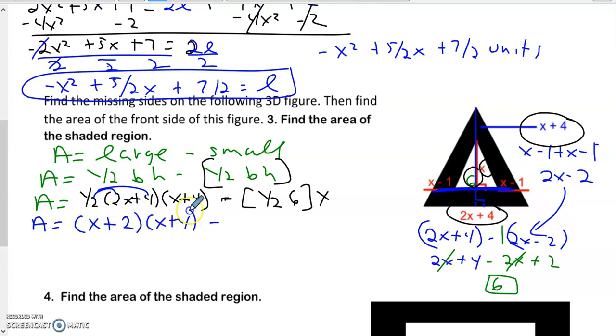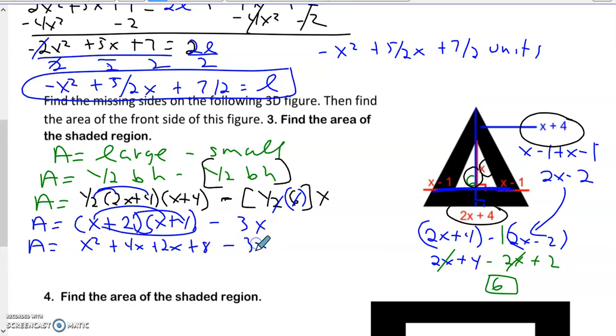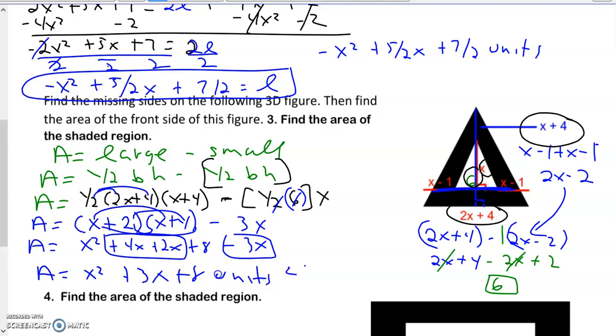Now I look at that and I can see that I can FOIL. This I'm multiplying, and 2 goes into 6 3 times. Now I'm going to do my quick FOIL, first, outer, inner, last. So we're going to get a plus 8 minus 3x. Now I'm going to combine like terms. And when I do, my final answer is A equals x squared plus 3x plus 8 units squared.